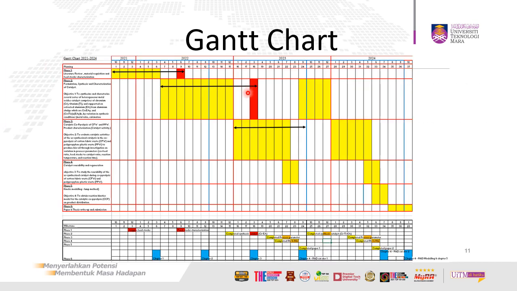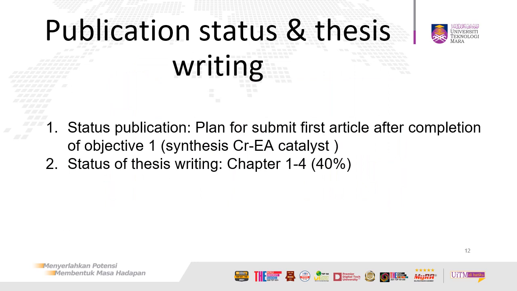So this is the time chart for my current study. As we can see from here, the first objective is already completed. So moving forward to the second objective, which is catalytic co-pyrolysis of CFW and PPW by varying the effect of process parameters. On publication status and thesis writing, I'm in the middle of writing my first paper, which follows the completion of the first objective, and currently my thesis writing status is about 40%.